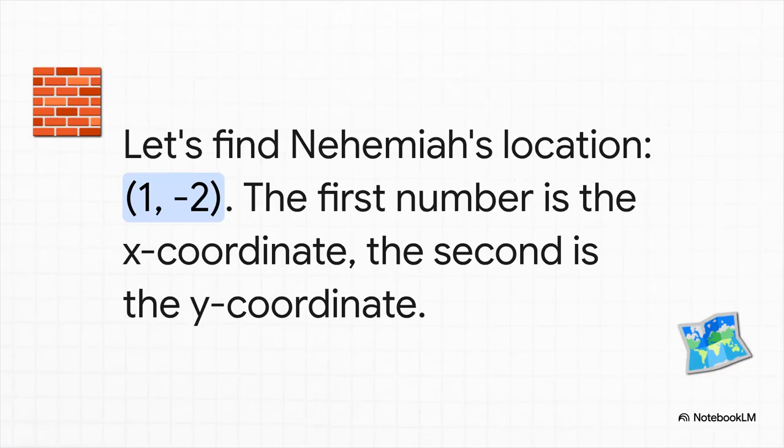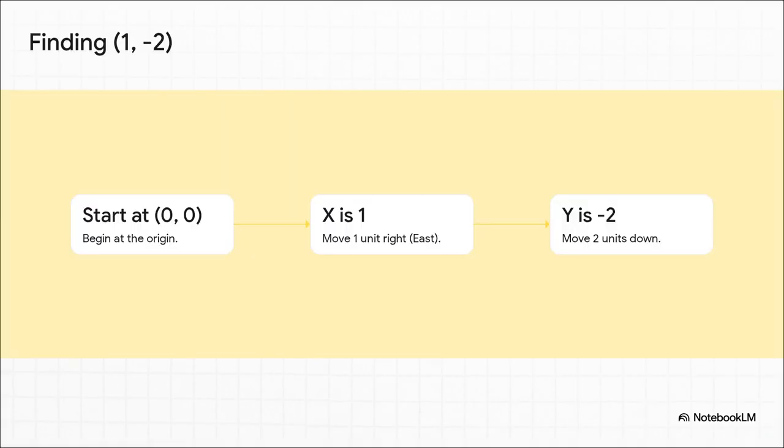Okay, our first character is a guy named Nehemiah, and we're told his location is 1, -2. Remember, the first number is our walk, and the second is our climb. So how do we find him? It's easy. We start at the origin, 0, 0. The 1 tells us to move 1 spot to the right. Then the -2 tells us to move 2 spots down. And boom, we found his spot.